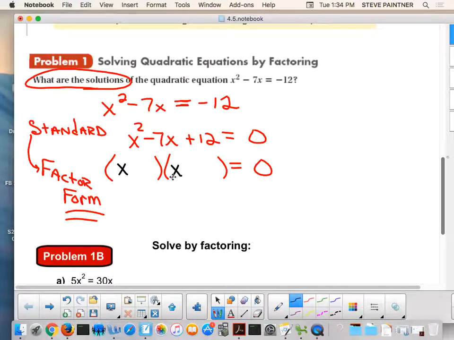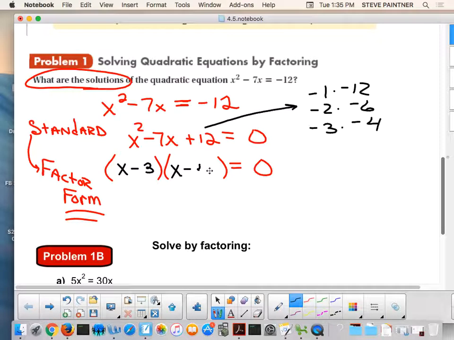There was no GCF, so I just started factoring x times x. It's a positive 12. So it's got to be positive times positive or negative times negative. Negative, negative because of the negative 7, right? Just kind of jot your numbers down. What do you think? Negative 3 times negative 4. Okay, 3 and 4. Gotcha.